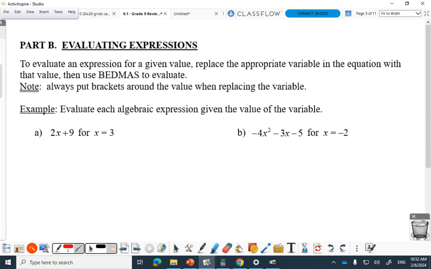What's this called? What's this called when we put a number in for the variable? It's got a fancy math word. Substitution. Oh, that word's going to come back to haunt you. Substitution.